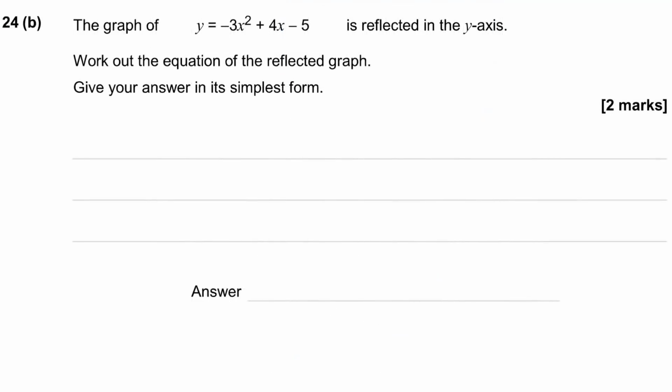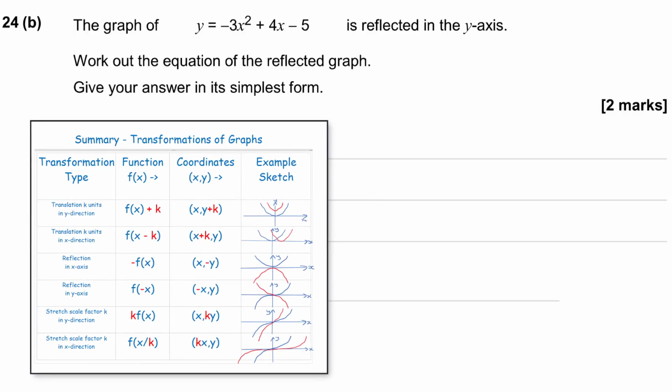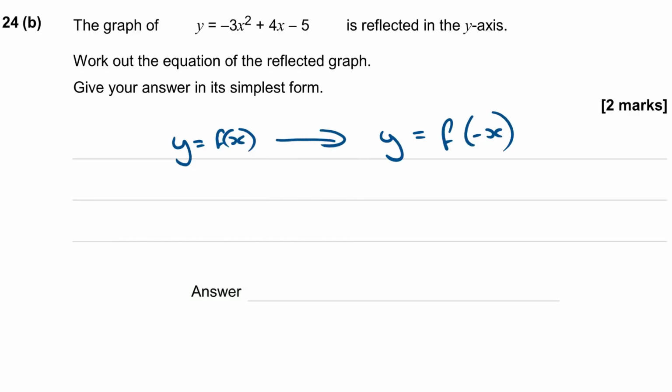For part B, the graph of y is equal to -3x squared plus 4x minus 5 is reflected in the y-axis. Give out the equation of the reflected line, give your answer in its simplest form. So a reflection in the y-axis is, again, if you know your transformations, y is equal to f of x is transformed into y is equal to f of minus x. So basically we have to replace every x in that expression with a minus x.